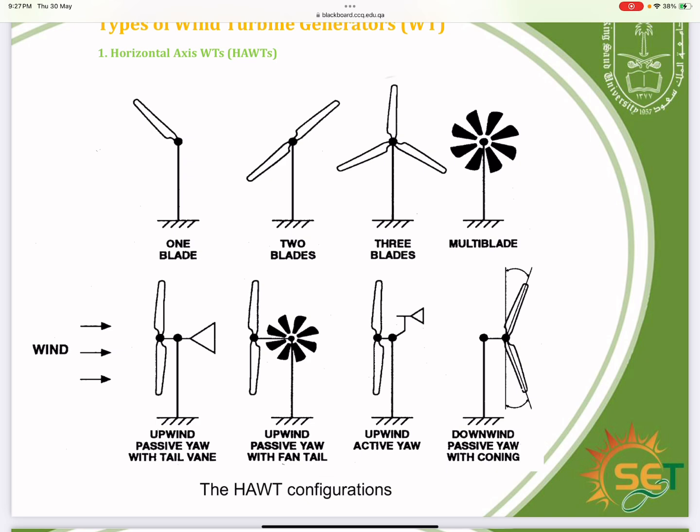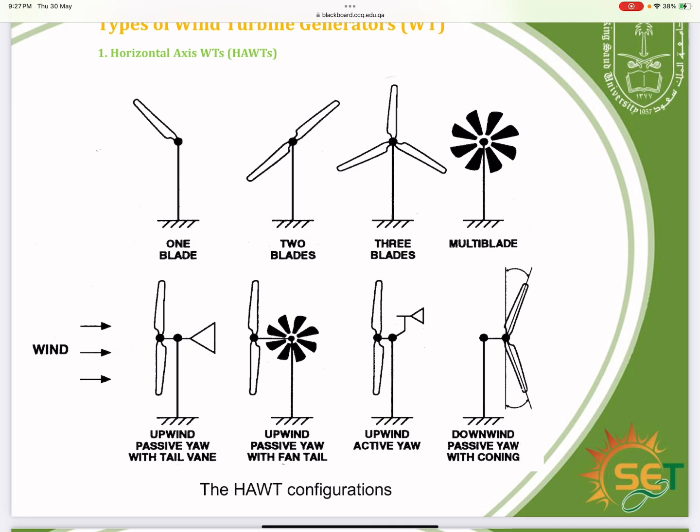The last one is the downwind passive yaw with coning. The advantages are the blades can flex to reduce stress in high winds, and reduced need for yaw control mechanisms as the turbine naturally aligns with wind. The disadvantages are potential for tower shadow effect, reducing efficiency, noise issues due to blades passing through the tower wake, and less common and thus less industry support and development.